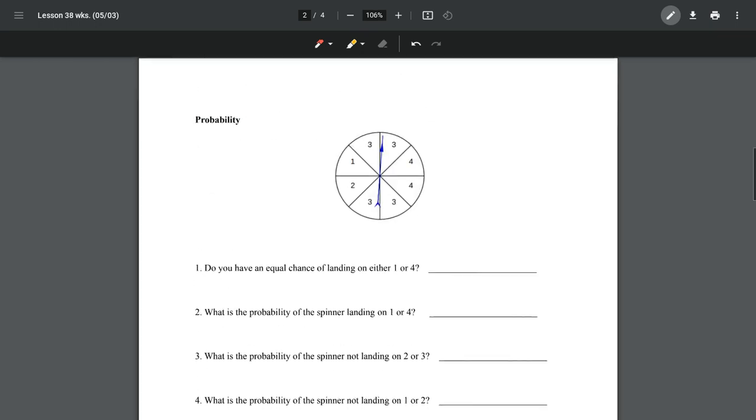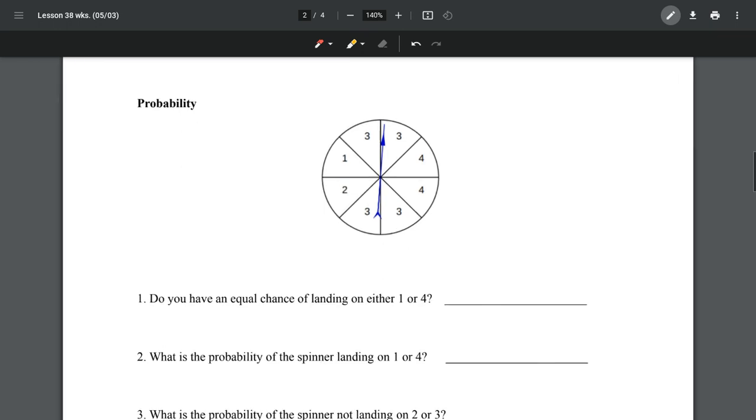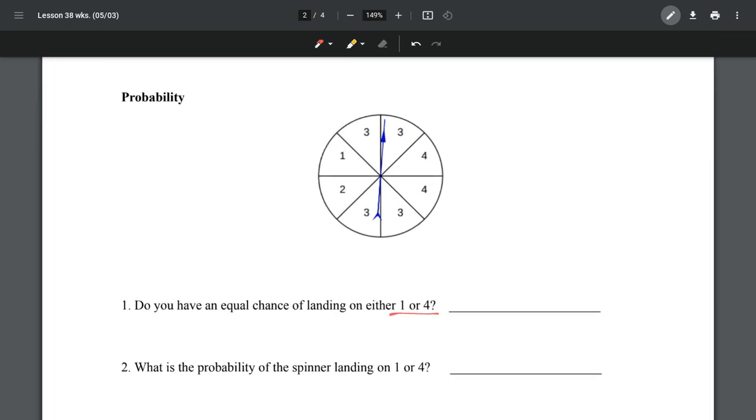So we're given the spinner. For number 1, do you have an equal chance of landing on either 1 or 4? For the spinner to land on 1, that's 1, 2, 3, 4, 5, 6, 7, 8. So that's 1 out of 8 chances. But for it to land on 4, that's 2 out of 8 chances. So that's not equal.